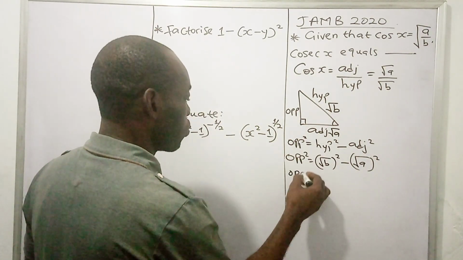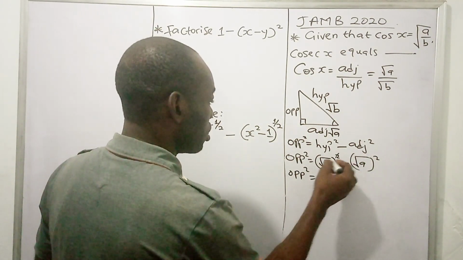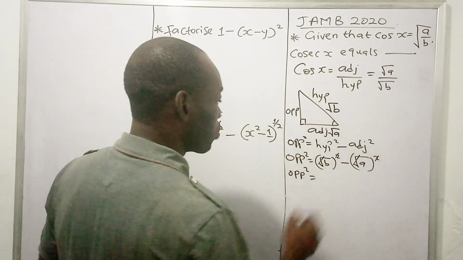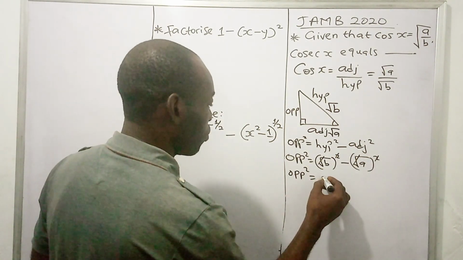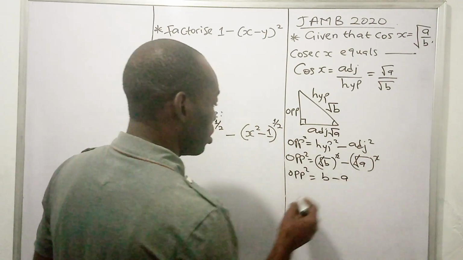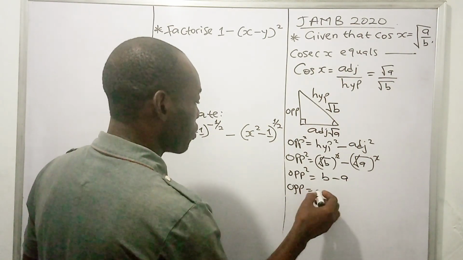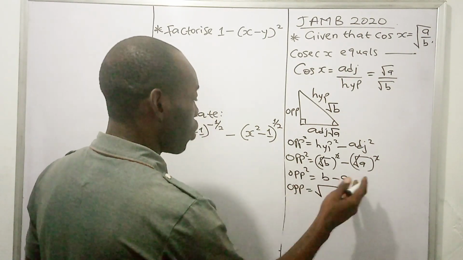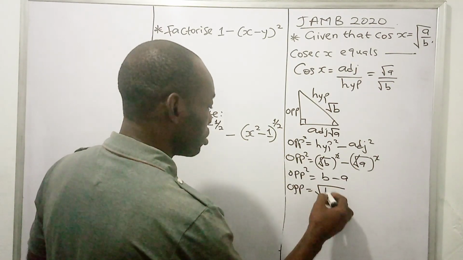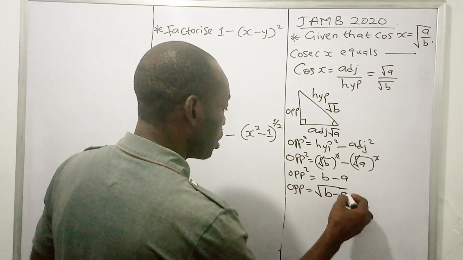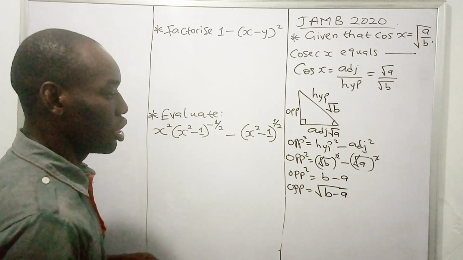Now the opposite square here becomes, the square will cancel out the square root symbol. So we're now having B minus A. To get our opposite, taking the square root of both sides becomes the root of B minus A. And that becomes the opposite.